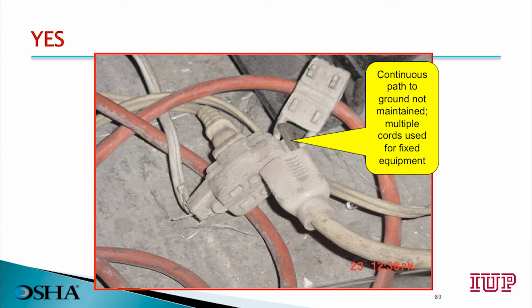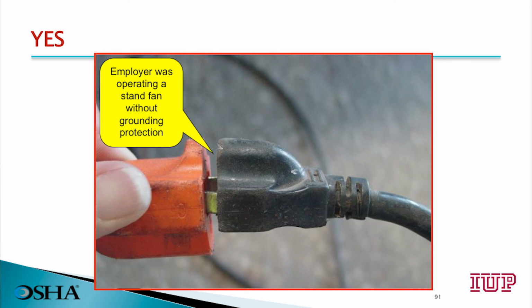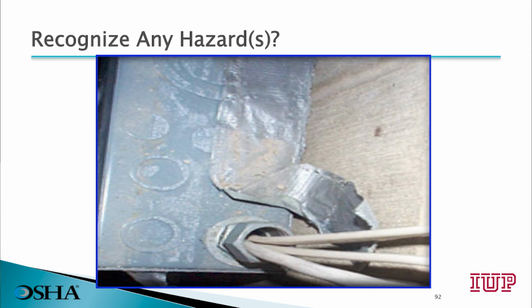There's no continuous path to the ground, and multiple cords are being used for fixed equipment. Are you able to recognize the hazard in this photograph? Here we are operating equipment without any grounding protection. Do you recognize any hazards at this job location?